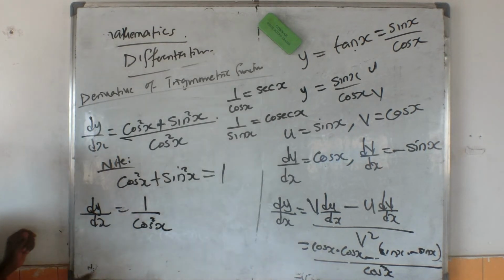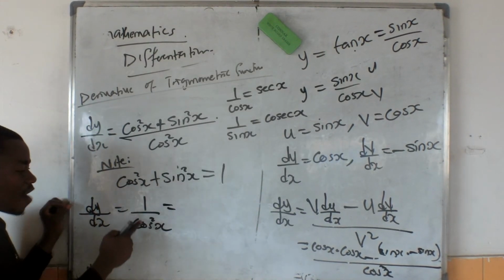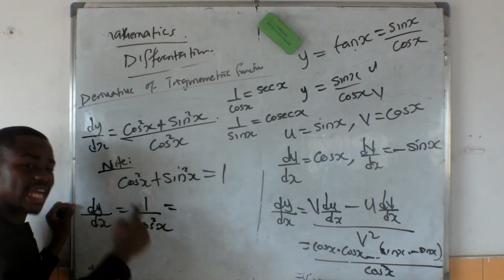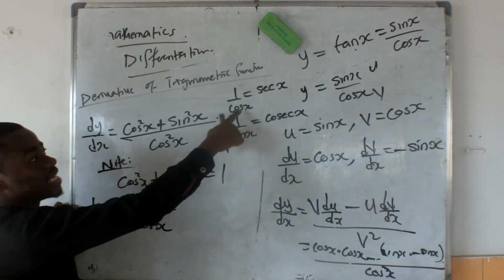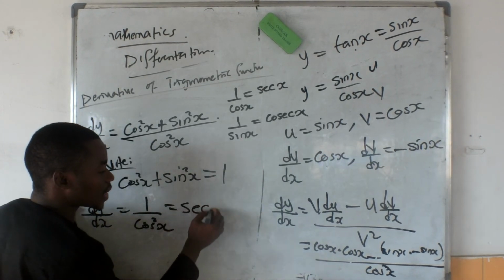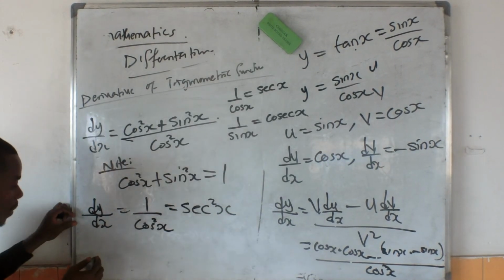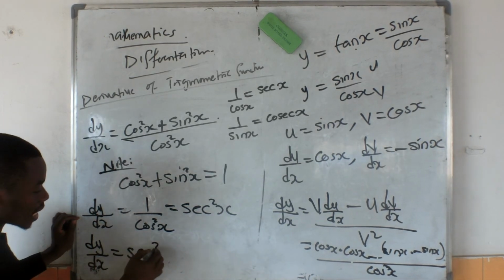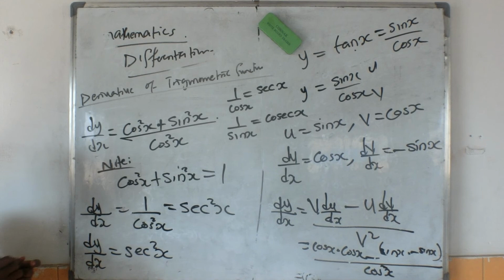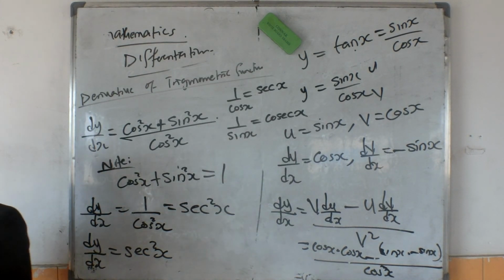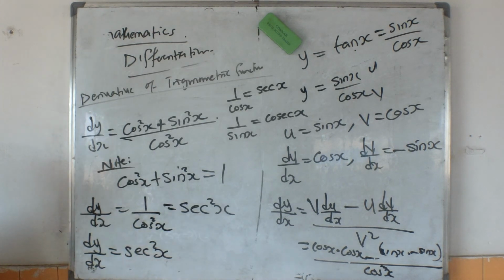Are you getting it now? So that means this one that you have, 1 over cos squared x, will be sec squared because you have a square. Here there is no square, but here now you have a square. It will now be sec squared x. So dy/dx is equal to sec squared x. So what it means is that anytime you are differentiating tan x, it will always give you sec squared x.